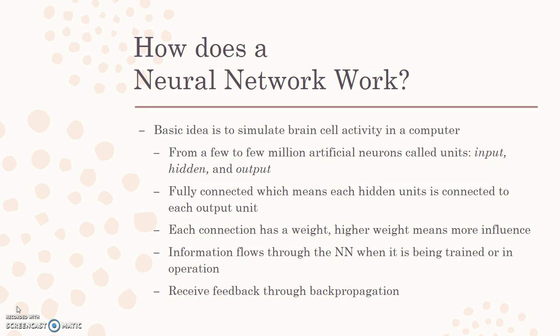Each connection has a weight, either a higher or lower weight, and a higher weight means it has more influence on the neural network itself when it comes to the output. Information flows through the neural network when it's being trained or in operation, and it receives its feedback through backpropagation.